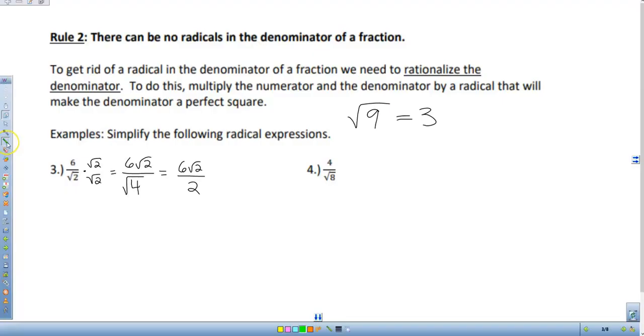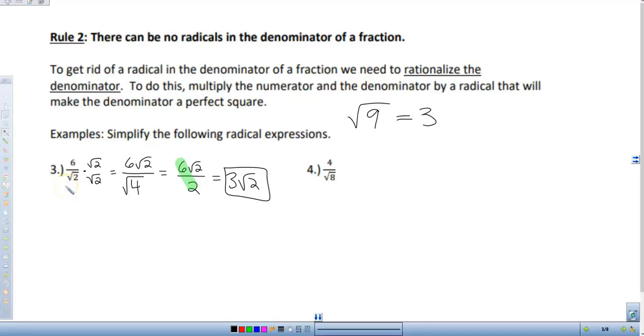The last thing to do in this process is just do any simplification. We know, of course, that 6 divided by 2 is 3, so we get 3 root 2. So 3 root 2 would be the equivalent form, or the simplified form, of the original radical expression 6 over the square root of 2.